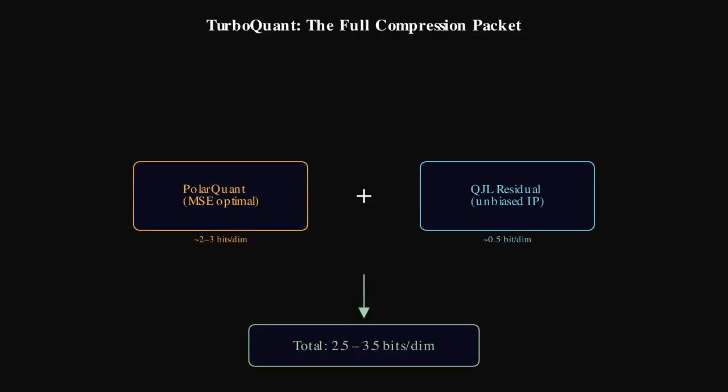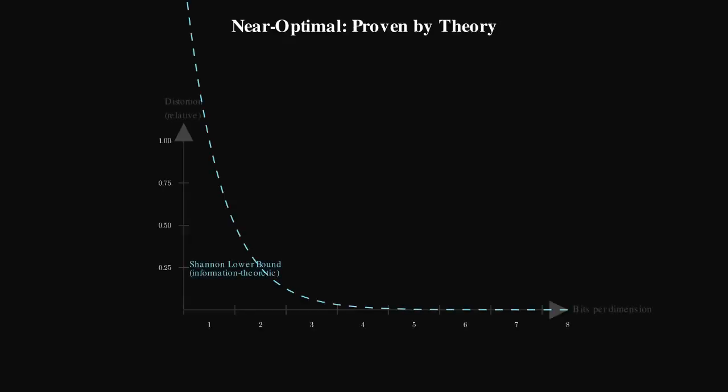By spending just a tiny fraction of a bit per dimension on this QJL representation of the residual, they create an unbiased estimator for the inner product. You get the best of both worlds: minimal geometric distance from the MSE step and preserved attention scores from the QJL step. What makes this paper stand out isn't just the clever engineering, it's the rigorous math.